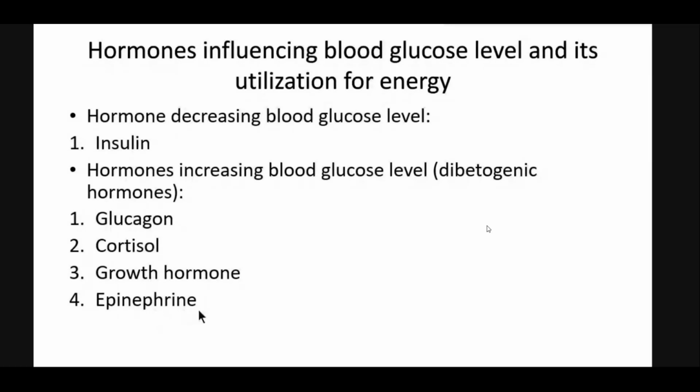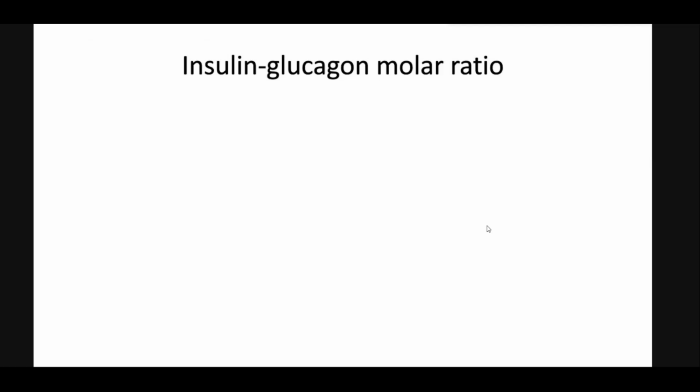But epinephrine, sympathetic activity is fast to initiate, a rapid neural mechanism. Therefore, it has a role in acute control also. And for exercise, it may be important. And there is one term called insulin-glucagon molar ratio. These are among the two major regulators of glucose level.